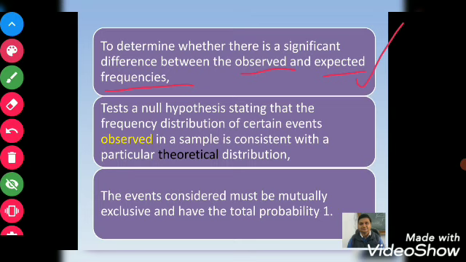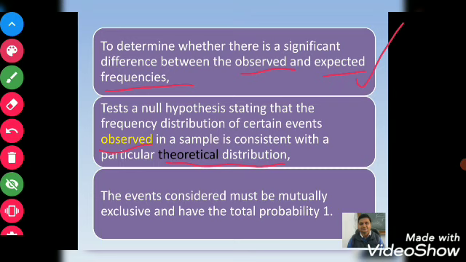It tests the null hypothesis stating that the frequency distribution of a certain event observed in a sample is consistent with a particular theoretical distribution. Now you know some of the theoretical distributions. Similar to the earlier one, the ratio of male and female will be 1:1, that is 50-50. Now you want to test whether your observed distribution is similar to the theoretical distribution or not.